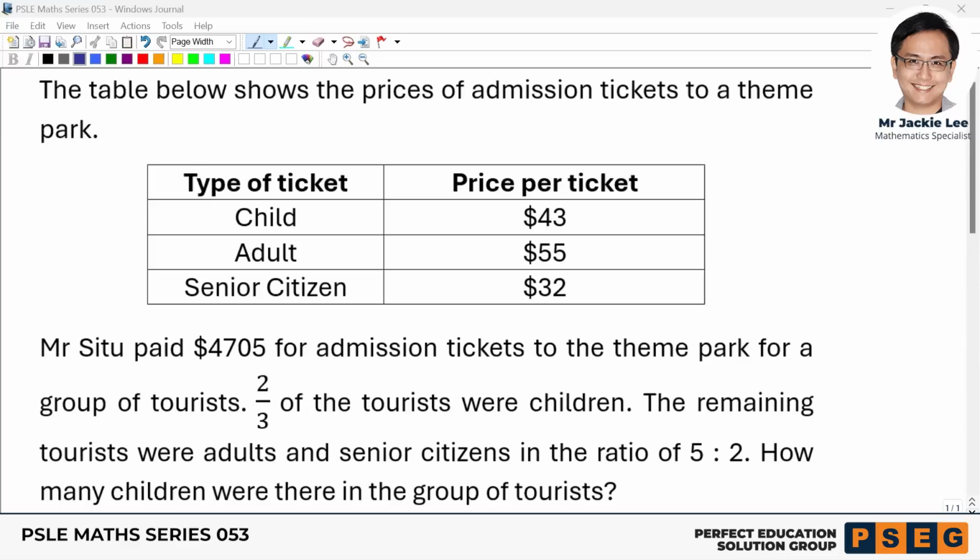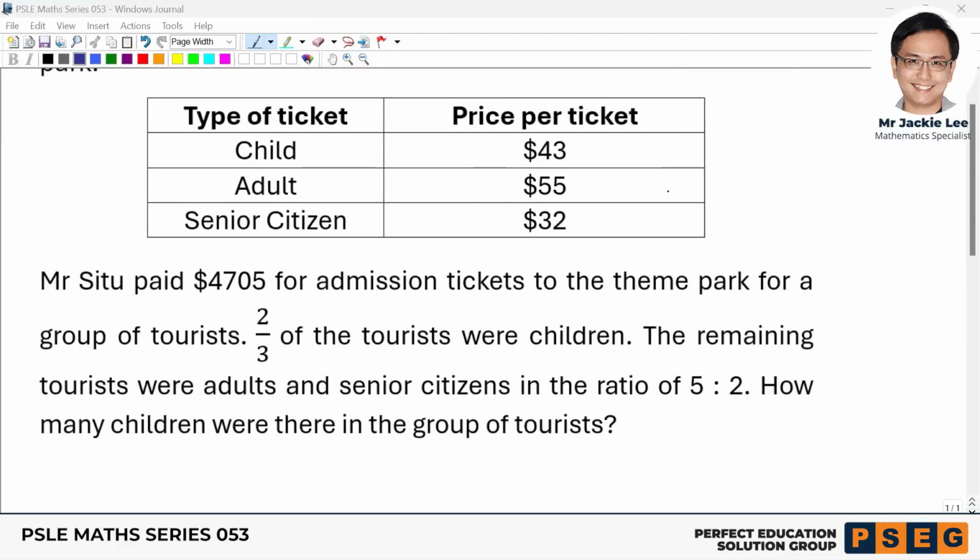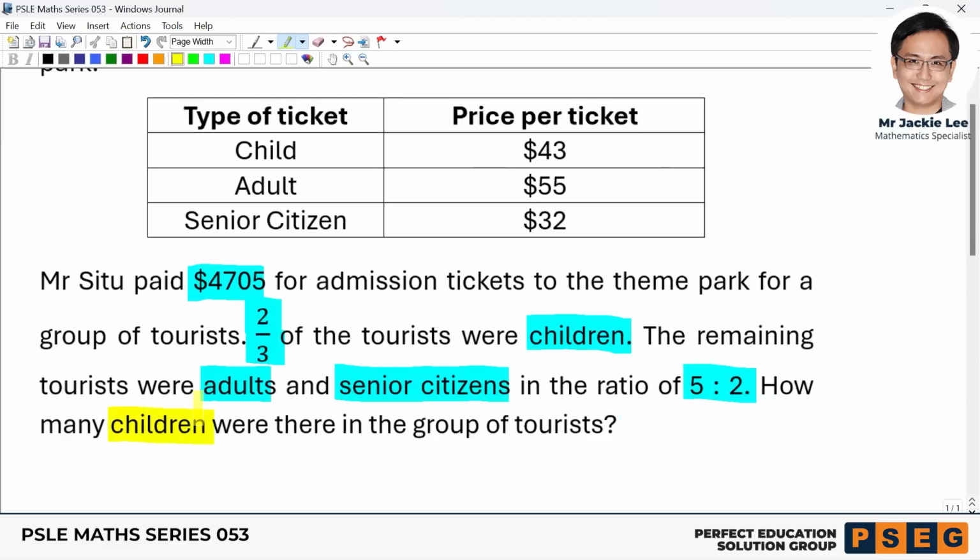Okay, here we go. The table below shows the price for the admission ticket. So we have 3 types of ticket: child, adults, and senior citizen. This guy actually paid up to $4,705 for all the tickets. 2/3 of them are for children. Then the rest split among the adults and senior citizens in the ratio of 5:2. The question asks how many children there are.